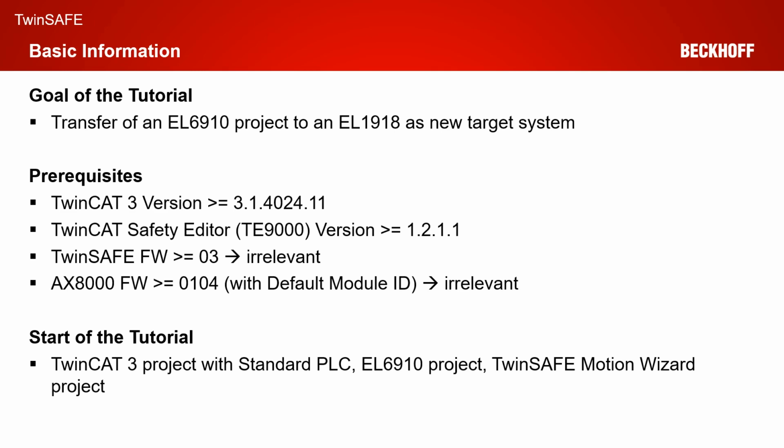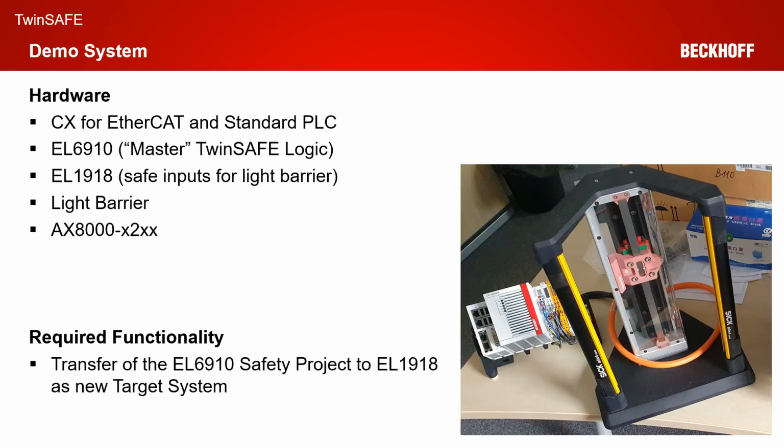The start of today's tutorial is a TwinCAT 3 project with a standard PLC, an EL6910 project, and the already mentioned TwinSAFE Motion Wizard project for the AX8000. As hardware today, we are using a CX for the EtherCAT communication and the standard PLC. We have an EL6910 as a master TwinSAFE logic. The EL6910 is talking on the one hand to an EL1918, which has a light barrier connected, and on the other hand to an AX8000 in the X2XX safe motion version.